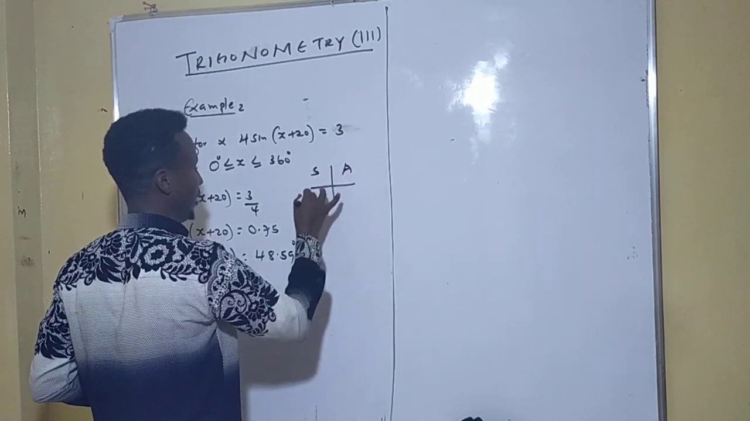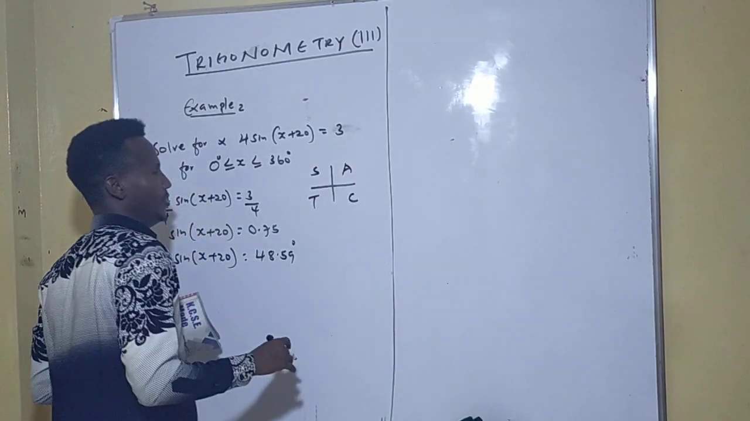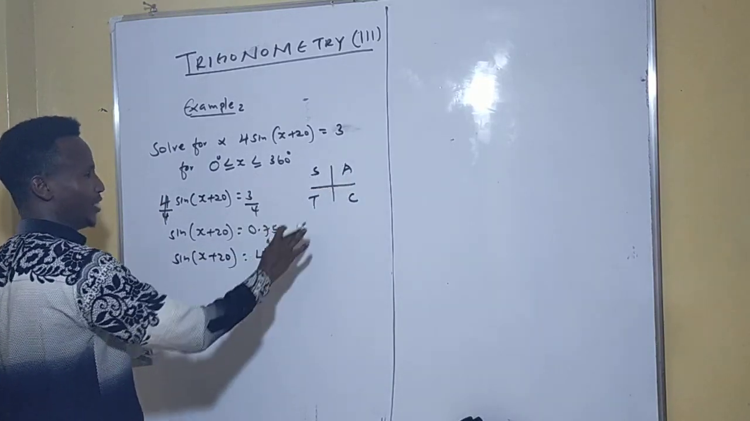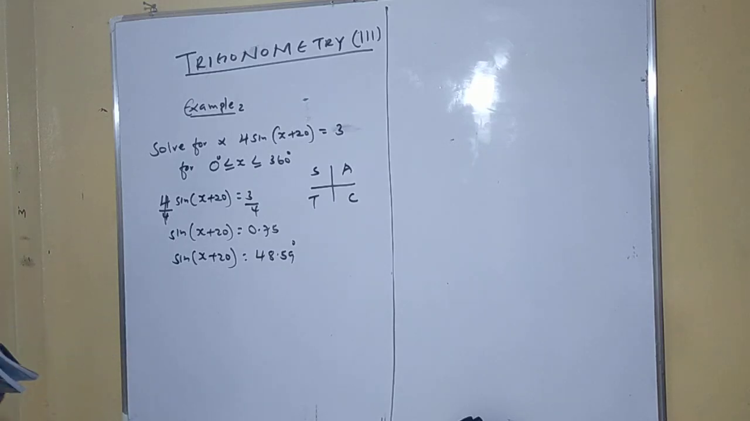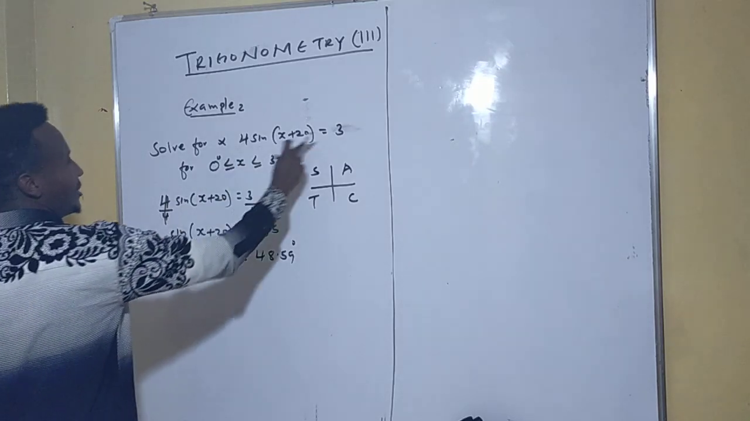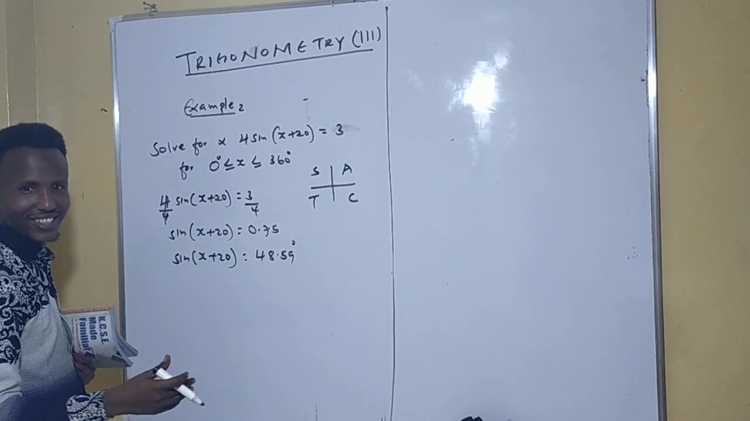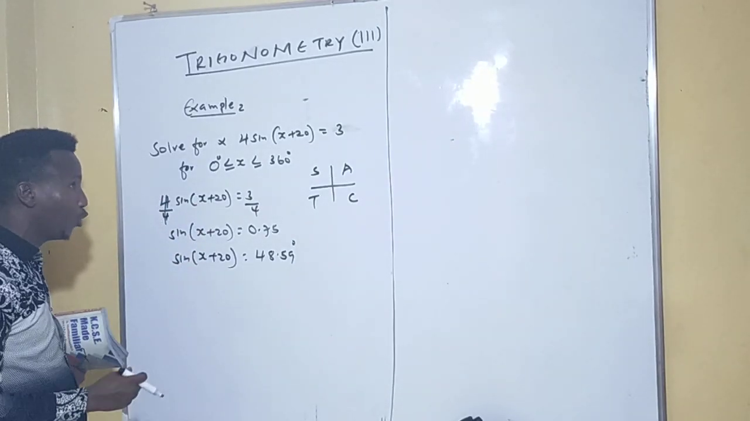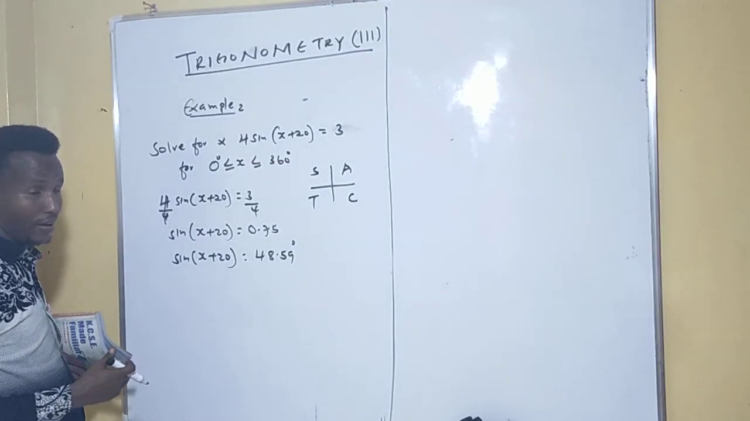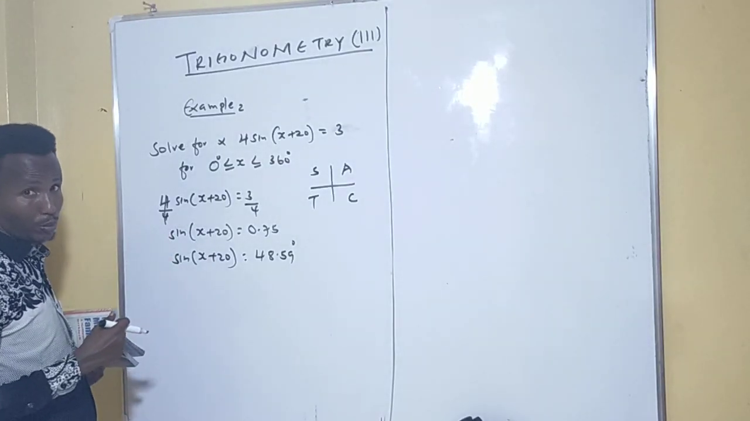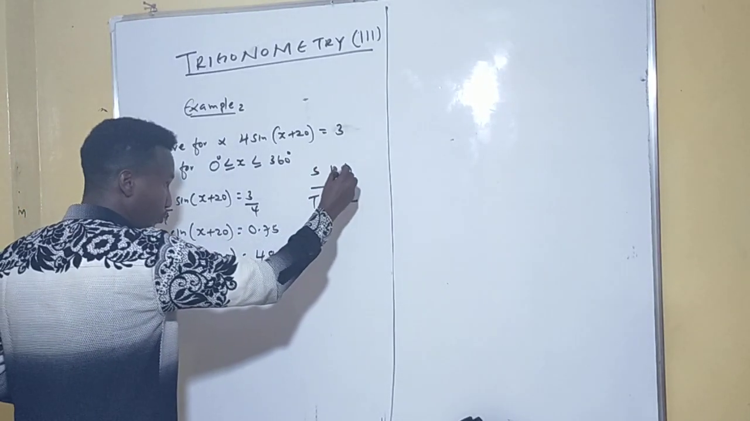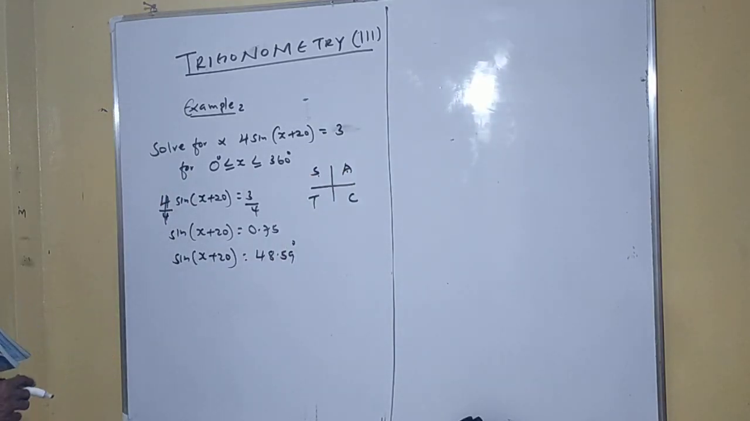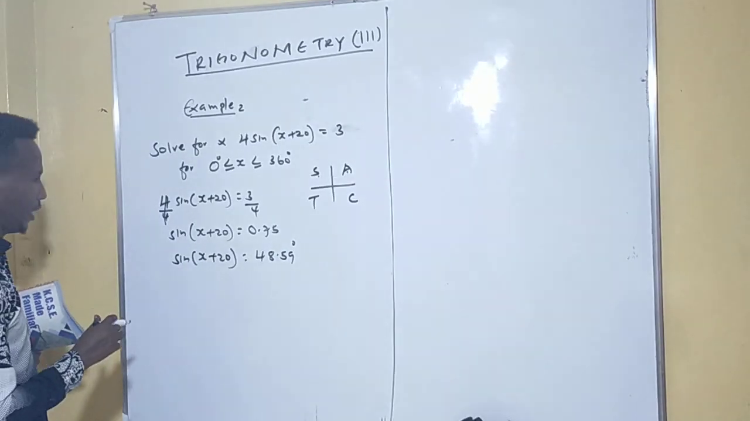So let me get this one. A, S, T, C. So sine is positive only in the first quadrant and second quadrant. So you cannot go beyond that. It's very easy, because the sine value was positive. Despite the fact that when we eliminated the coefficient, which is 4, we have gotten 0.75. But remember 0.75 is positive, okay? And sine is positive only in the first quadrant and second quadrant. Just understand.